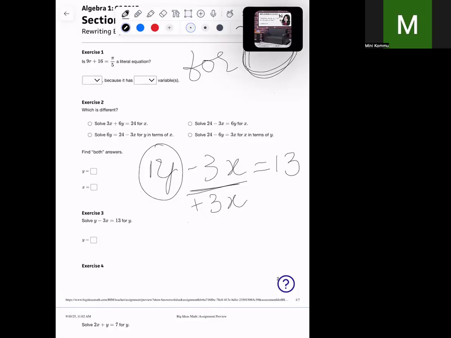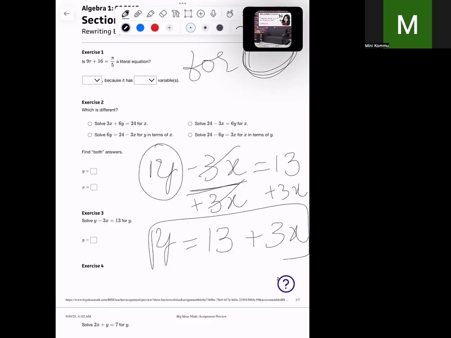Addition, plus 3x. And whatever you do on the right side, you do it on the left side. So your answer will be y is equal to 13 plus 3x. That's it. That is how you will solve literal equations. You're telling people the value of y in terms of x. Do we understand that?